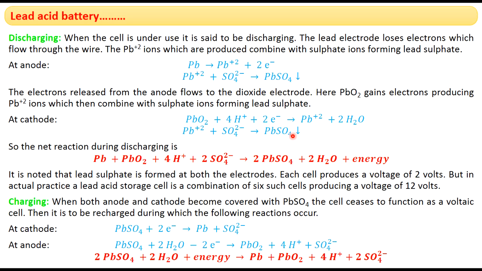So at the cathode, lead dioxide undergoes reduction by consuming 2 electrons and 4 protons and forms 2 water molecules and lead sulfate. Now the overall cell reaction during discharging will be: lead plus lead dioxide plus 4 protons plus 2 sulfate ions gives rise to 2 lead sulfate molecules plus 2 water molecules and also energy. Each cell produces 2 volts, but in actual practice 6 lead acid storage cells are connected, finally producing a voltage of 12 volts. These are the cell reactions that occur during discharging, I mean while using the battery.